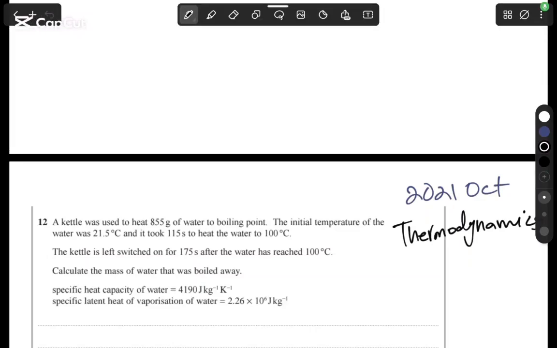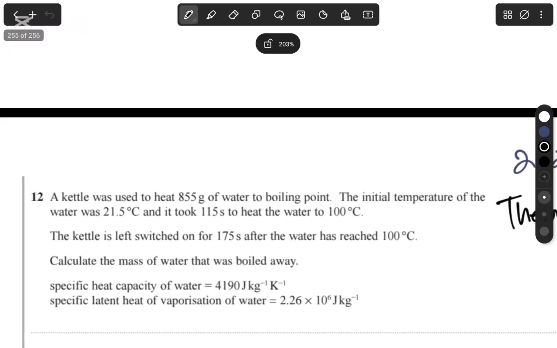Got another exam question for you from Thermodynamics, 2021 October. This is going to be another exam walkthrough in thermodynamics physics. So I've got a really good question for you.